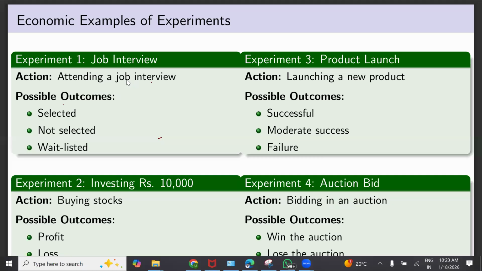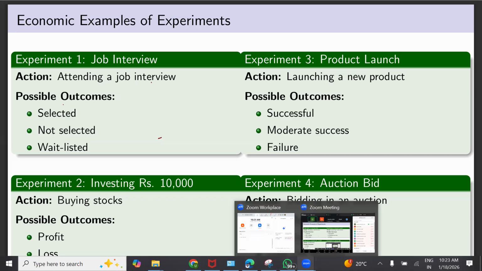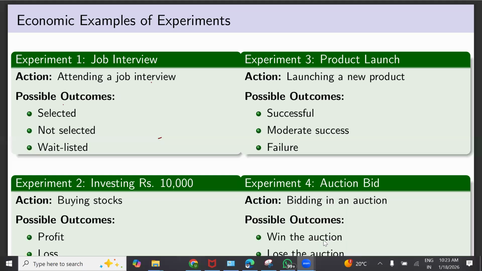Let's see what are the economic examples of experiments. Experiment number 1, job interview. What is the action over here? Attending a job interview. What are the possible outcomes? Am I audible? You can use the chat box to answer me. Yeah? Okay, thank you Ajay for confirming that. So experiment number 1, you are attending the job interview. What are the possible outcomes? Either you will be selected, or you will not be selected, or you will be waitlisted.